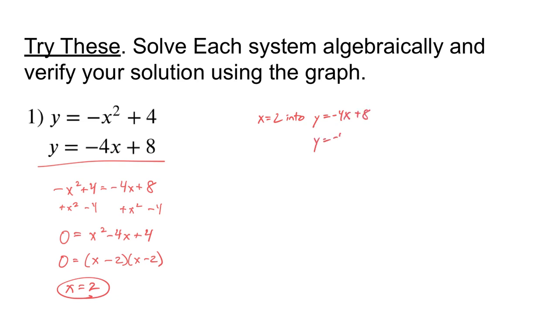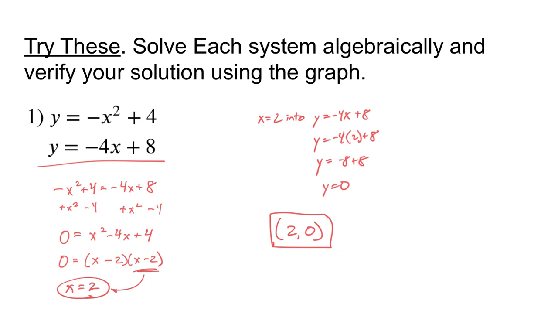And I get y is equal to negative 4 times 2 plus 8, which will get me, let's see here, that's negative 8 plus 8, which is 0. So my point of intersection is (2, 0). So I only came up with one solution, right? Because that would get me the same value again. So there is only one point of intersection here.